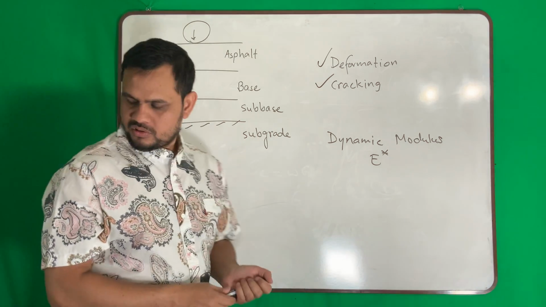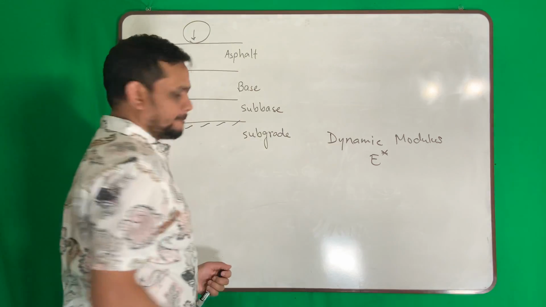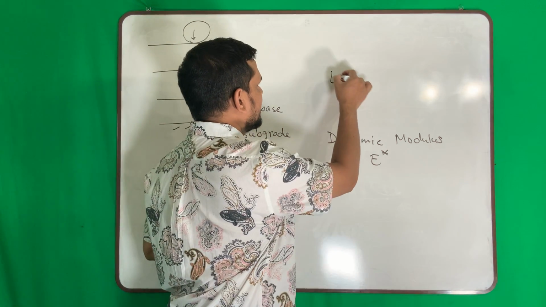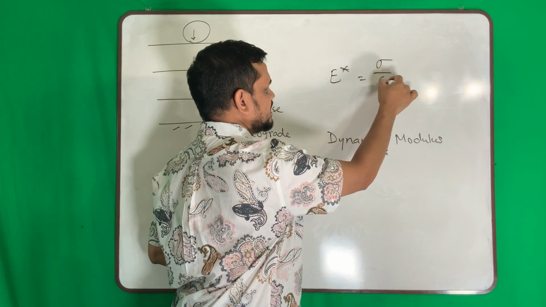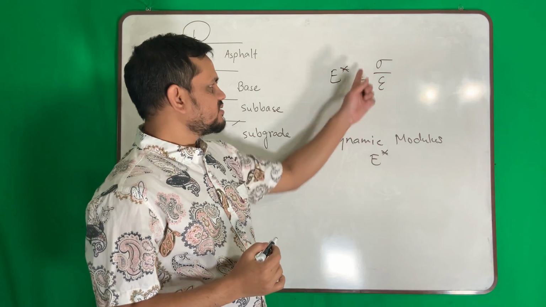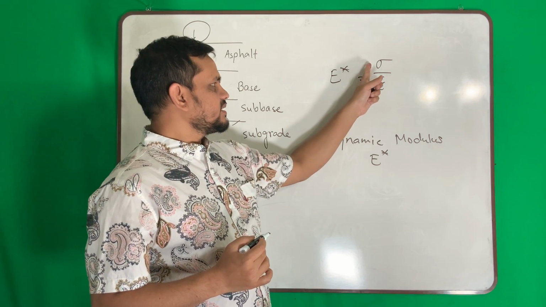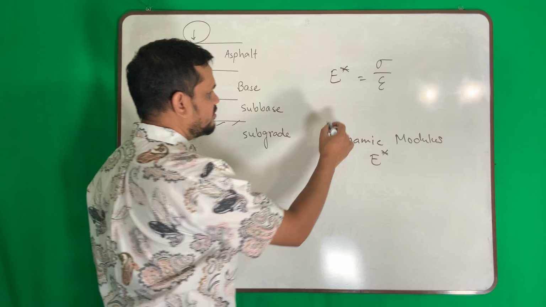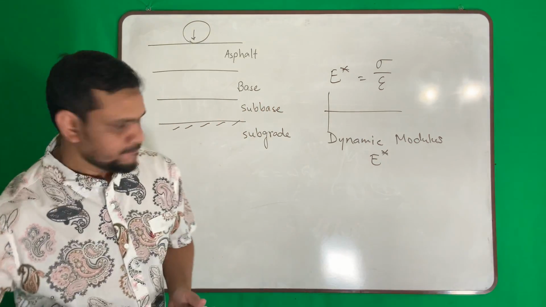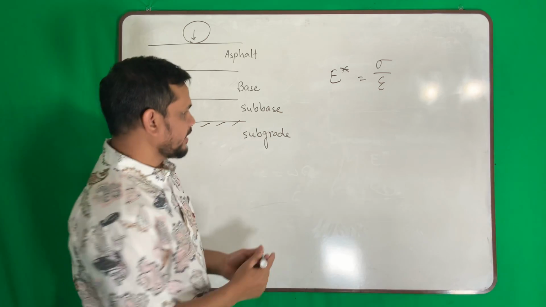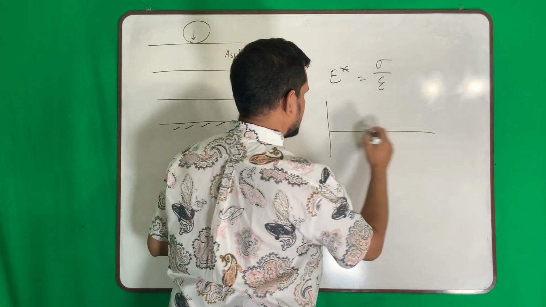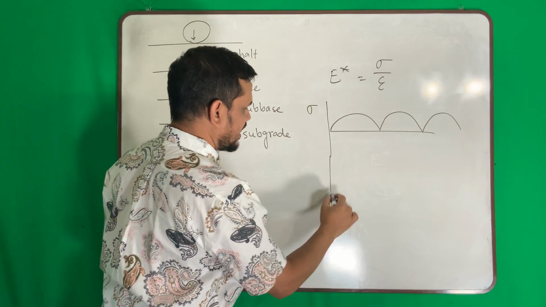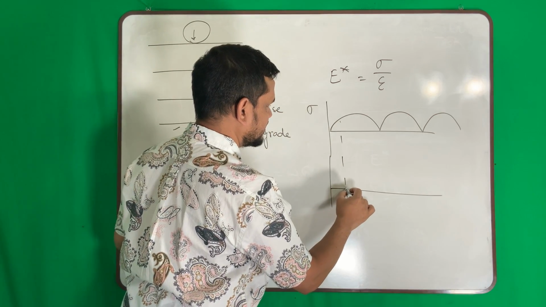So now we will see what is dynamic modulus. Dynamic modulus is again similar to Young's modulus. It is the ratio of stress over strain. But this stress or this strain is cyclic. We apply dynamic load. What kind of load do we apply? We apply, say, okay. So this is our applied stress, and the resulting strain will be like this.